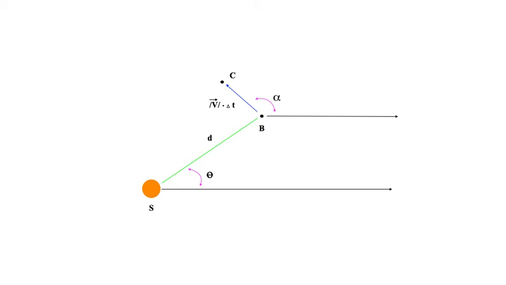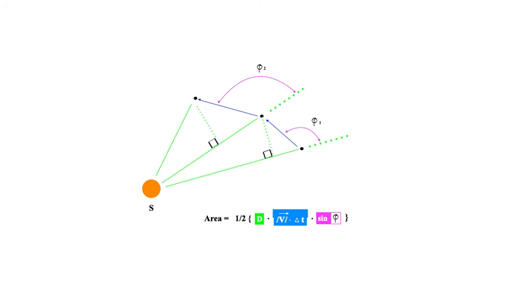We recognize now in explicit terms something that has been implicit all along, namely that the length of BC equals V times delta T. Finally, we define angle phi as being equal to alpha minus theta. With this definition of phi in mind, we go back and look at both triangles. We can see that the area in each case equals 1/2 times d times v times delta t times sine phi.